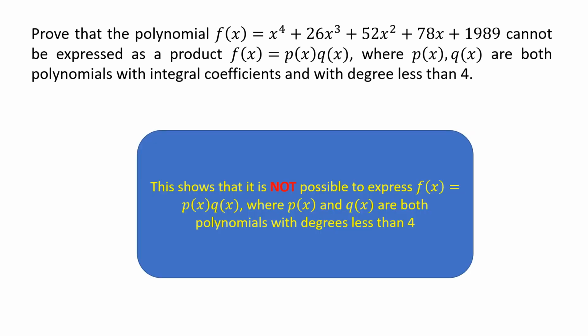And with this, we have also proven that f(x) cannot be written as p(x) times q(x), where p(x) and q(x) are polynomials with degree less than 4.